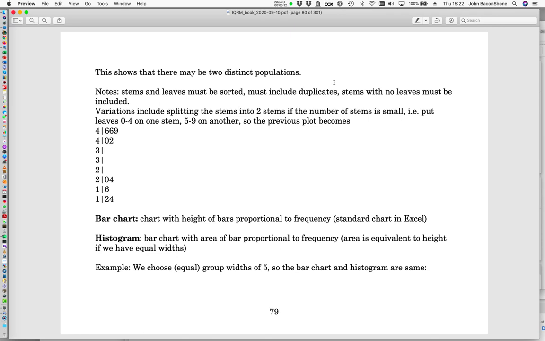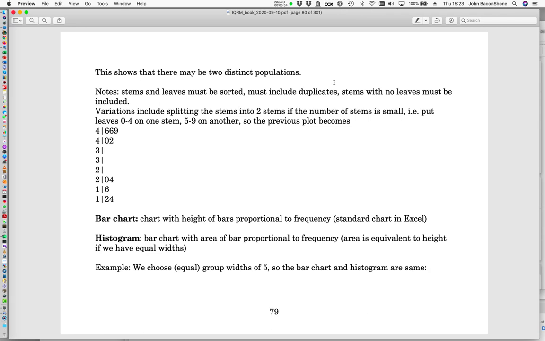And for the stems with 4, we have 0 and 2 in the leaves 0 to 4, and 6, 6, and 9 in the stems of 5 to 9. So now you can see even more clearly that there is quite a large gap in the middle of this data set. Okay? Stem and leaf is quite nice because we have all the information, at least to a 2-digit level of accuracy. We have all the data there. We haven't lost any of the information at all, and we can see very clearly what the pattern is across the values.